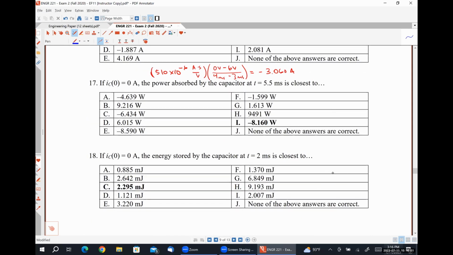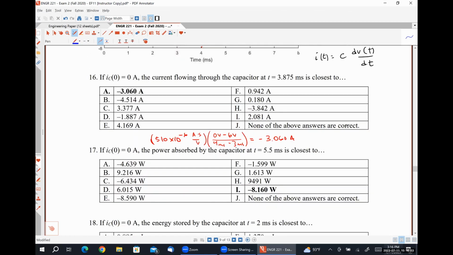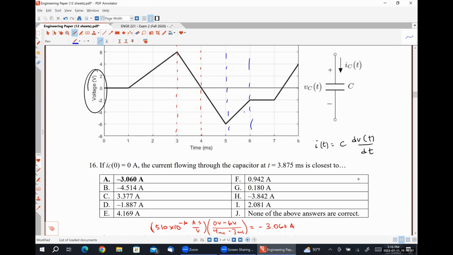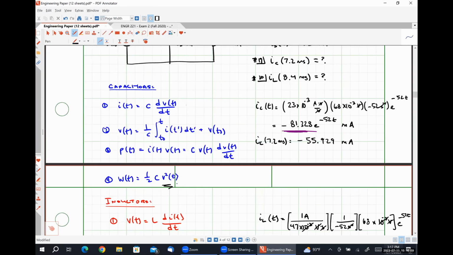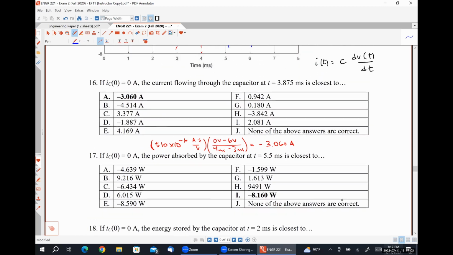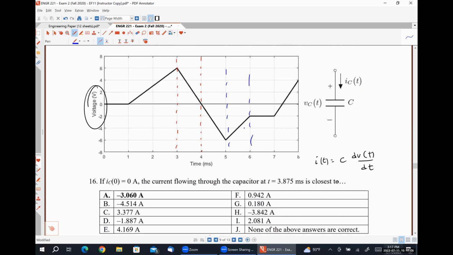So you find the current, just like we did in number 16, multiply by the voltage, and then we have the power. Number 18, I want the energy at a particular time. If I look at my energy equation, all I need to know is the voltage. So I'm just going to read the voltage off the graph. We're looking at T is equal to 2 milliseconds, and it looks like we're at positive 3 volts. So 1/2 times C times 3 volts squared gives me the answer that I'm looking for.